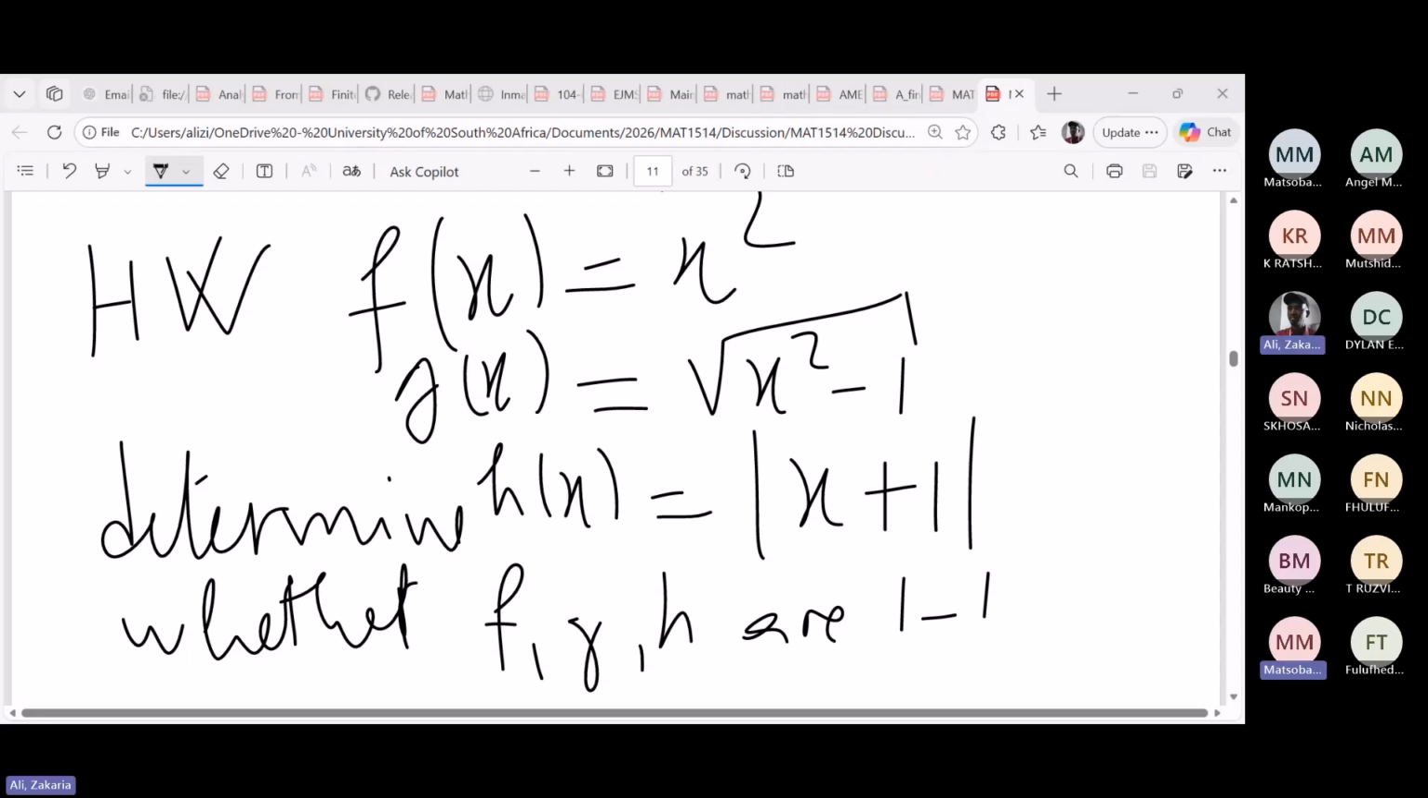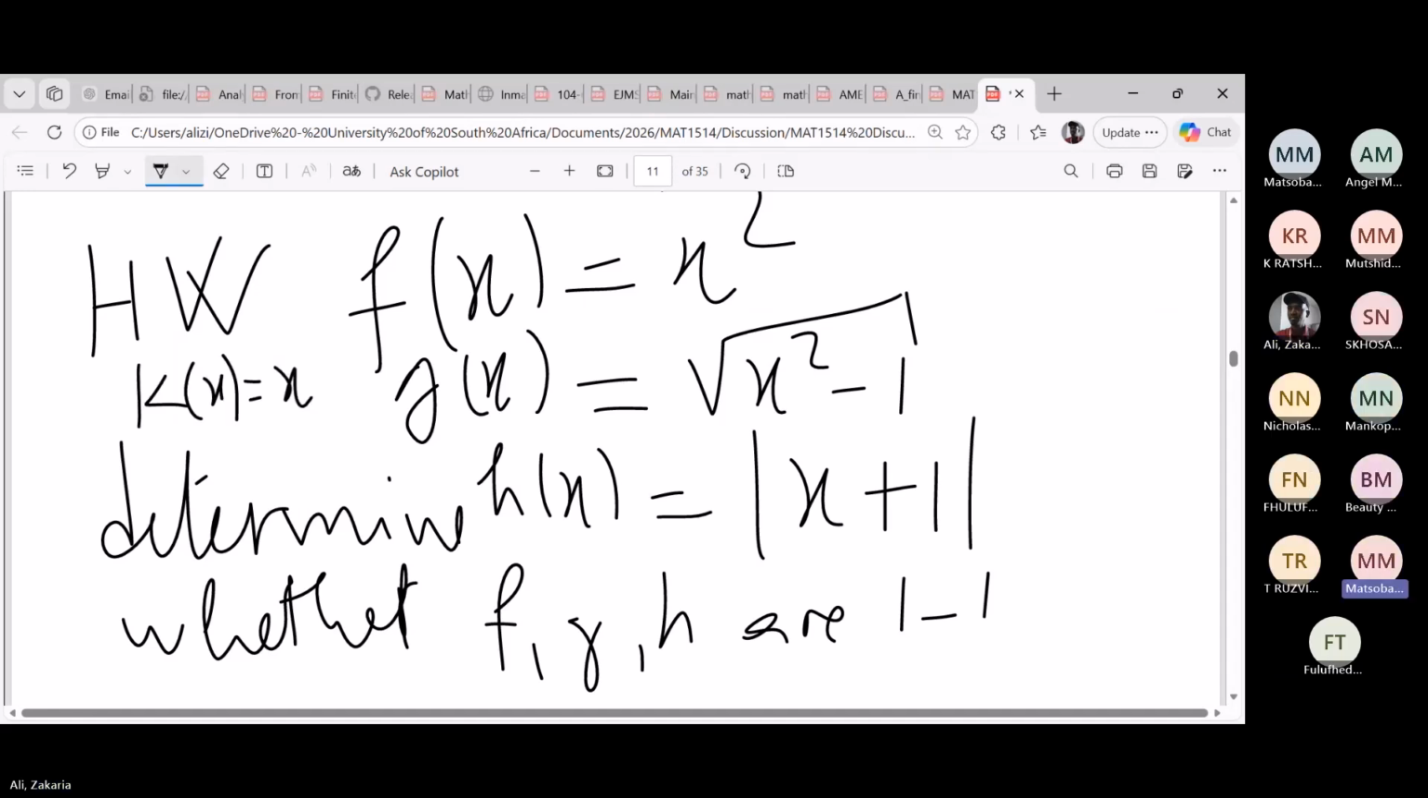Okay, can I also add for you maybe? Yes, go ahead. Isn't it, g of x equal to the square root of x squared minus 1 also a linear function?